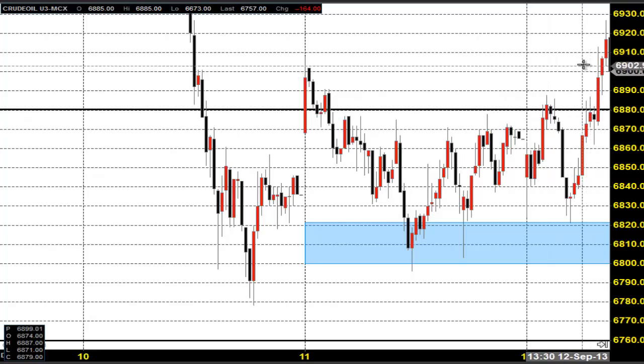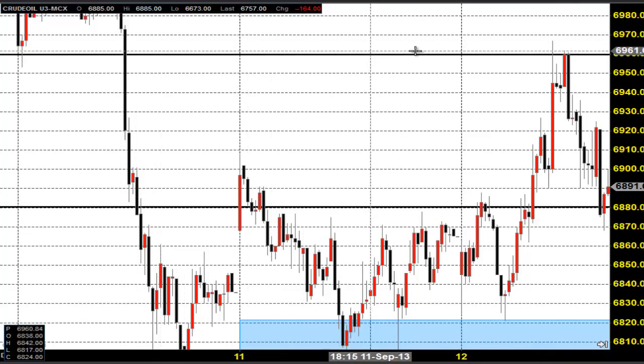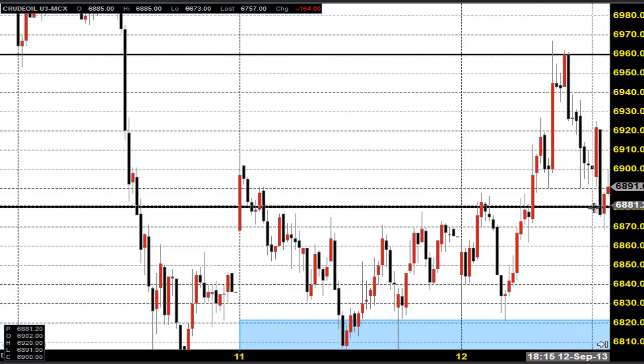So after breaking this, the price went up till 6960. Here you can see the price went up till 6960, where it found a resistance. Again I had marked this with a black line to identify this as a resistance. Then the price came down.